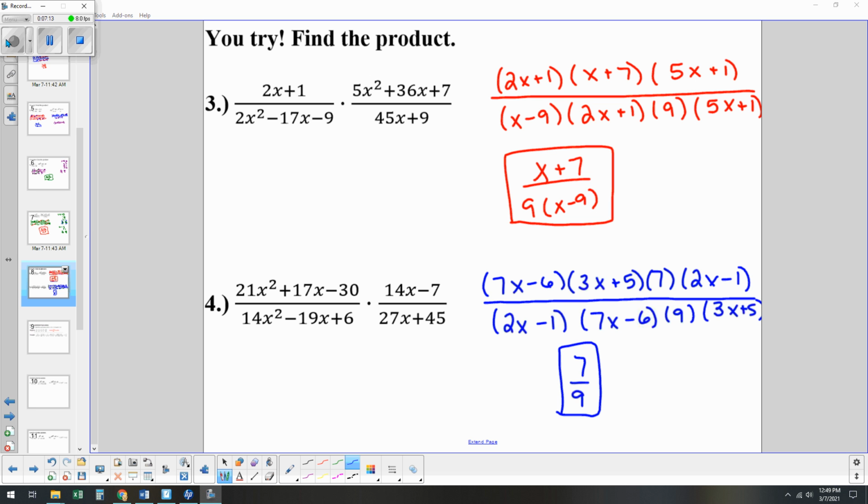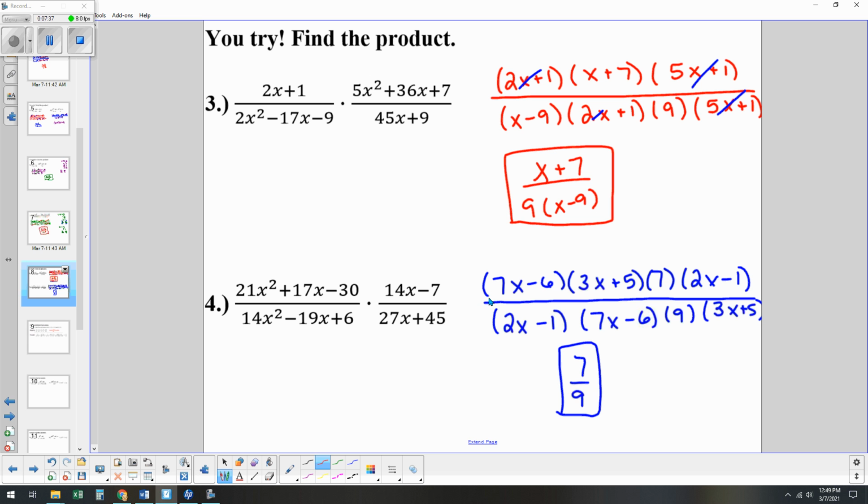All right, so number 3, we have our full factorization: 2x plus 1 times x plus 7 times 5x plus 1, over x minus 9 times 2x plus 1 times 9 times 5x plus 1. So we had 5x plus 1 canceled. We had 2x plus 1 canceled, and we were left with x plus 7 over 9 times x minus 9.